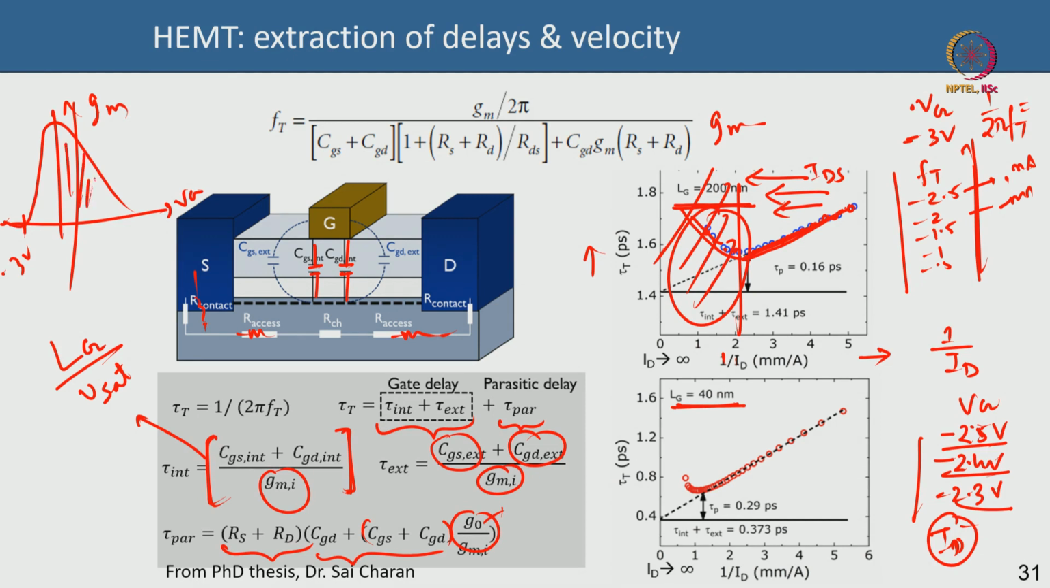So, once the GM starts falling, your delay starts increasing, because your FT starts falling. Your GM is directly related to FT. So, if your GM falls down, your FT also will fall down. If your FT falls down, it is equal to 1 by 2 pi times delay, so the delay will shoot up. So, this delay shooting up is because the GM is falling and you are getting to higher current levels. The current is basically saturating with respect to the gate bias. So, the GM starts falling, and the derivative of a straight line is essentially 0, the GM will start dropping sharply, that is why your delay shoots up.